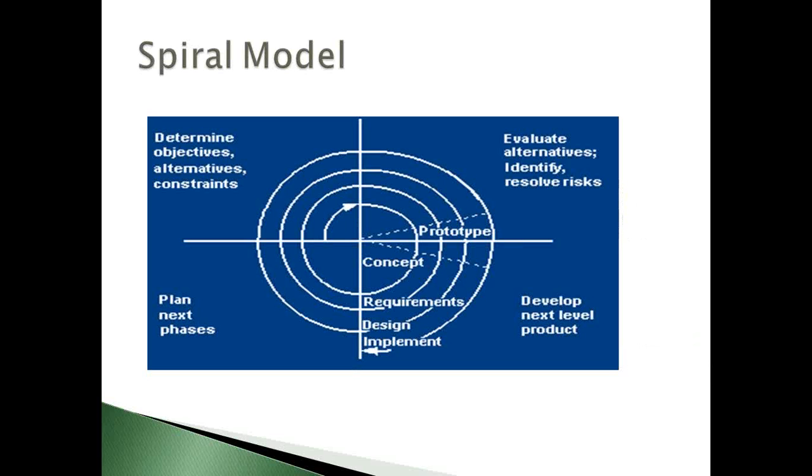So now we are going to work on another model called the spiral model. The name itself indicates that the process happens in the form of a spiral structure where we will have different quadrants, these four quadrants or different phases. In each quadrant we will have different phases, and these four quadrants all together will be the process flow of the spiral model.